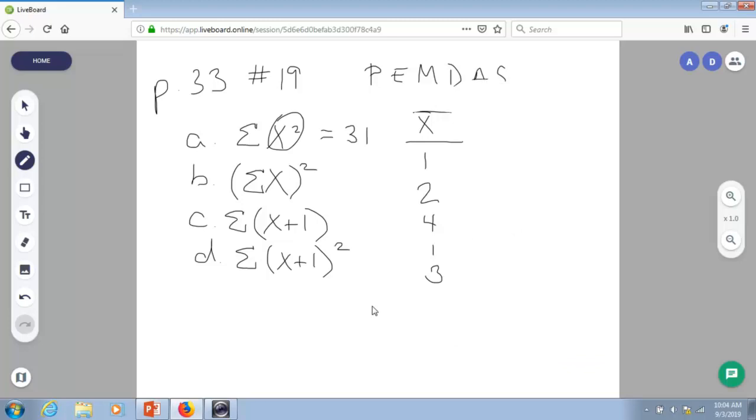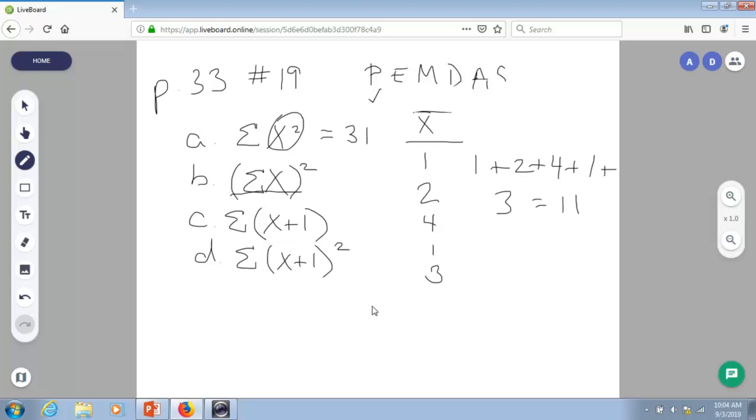And I'll switch back to my pen. Okay, so parentheses, yes. So that means we go 1 plus 2 plus 4 plus 1 plus 3, right? So we got 1 and 2, that's 3, 3 and 4, 7, 7 and 1, 8, and then 8 and 3 leaves us with 11.